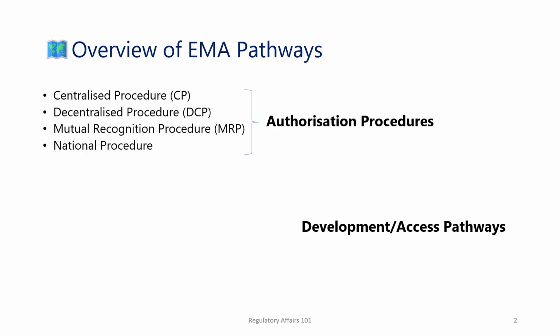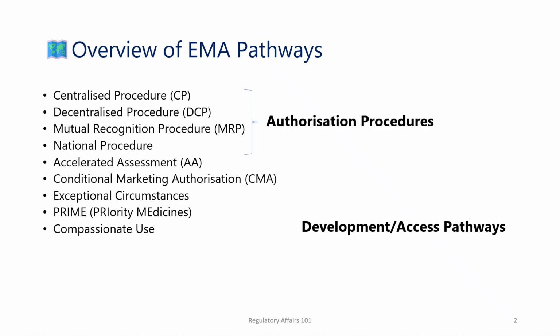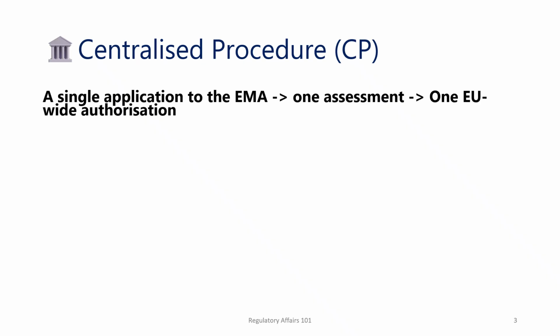Development and access pathways include accelerated assessment, conditional marketing authorization, exceptional circumstances, PRIME, compassionate use, adaptive pathways, scientific advice, and EU M4all. The centralized procedure uses one application, one EMA assessment, and results in one EU-wide authorization.